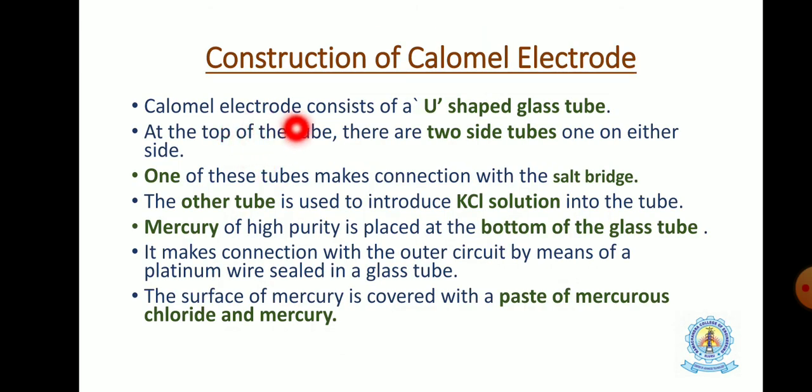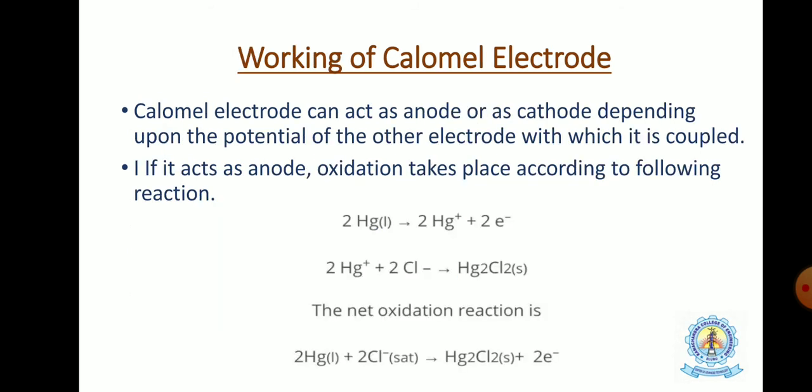The calomel electrode consists of a U-shaped glass tube. At the top of the tube there are two side tubes, one on either side. One of these tubes makes connection with the salt bridge. Through the other tube we pass KCl solution into the tube. Mercury is placed at the bottom of the glass tube and it is covered with the paste of mercurous chloride and mercury. Later you insert a platinum wire into the paste and the other end is connected to the outer circuit. Coming to the working of the calomel electrode.